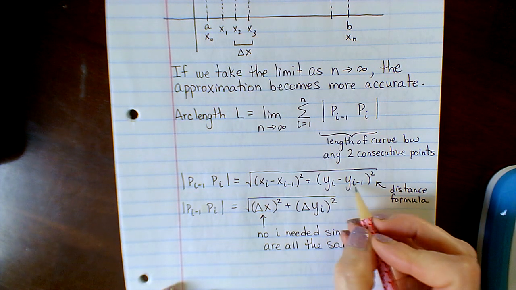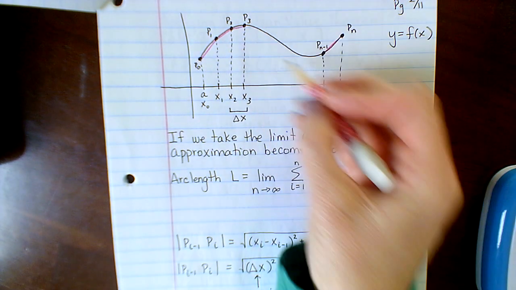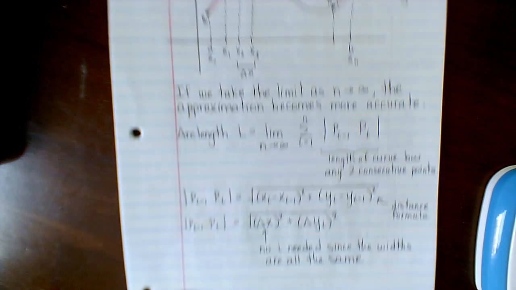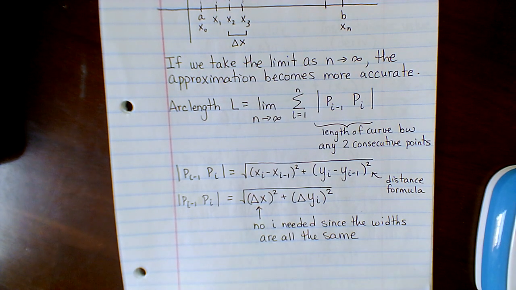Here, the distance between any 2 y's is going to differ because my function's kind of going up and it's coming down, so those y distances are going to be different. So I'm going to leave that i in there, indicating that there is going to be some kind of variation.